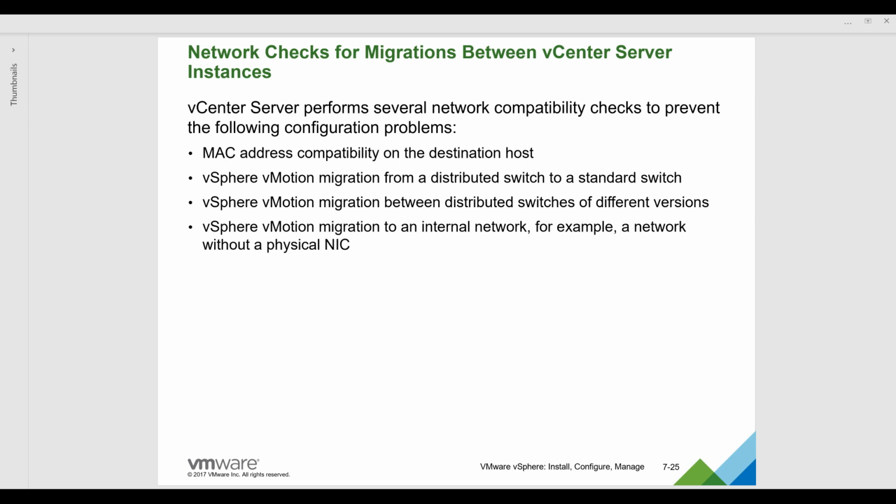vCenter performs network compatibility checks to prevent configuration problems. It checks the MAC address compatibility on the destination. It migrates from a distributed or to a standard switch. It migrates between different distributed switches of different versions. And it migrates to an internal network, like you could take it to a virtual switch that doesn't have an uplink or a physical NIC.